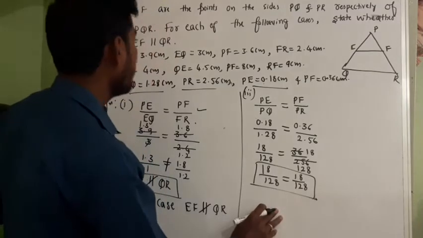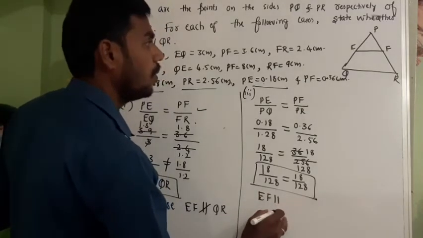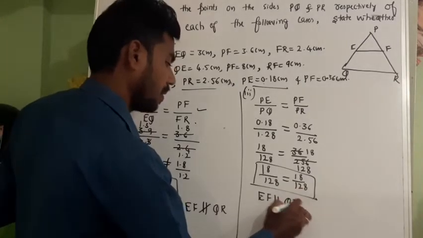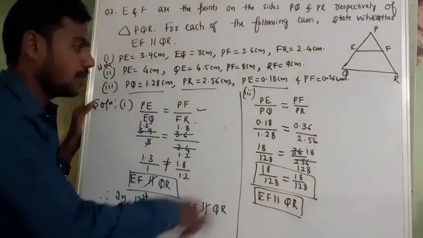That is the reason EF is parallel to QR. EF is parallel to QR. So, in the third case, EF is parallel to QR. Please note this down.